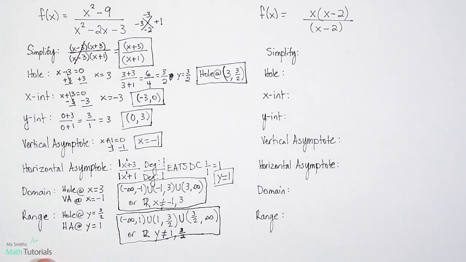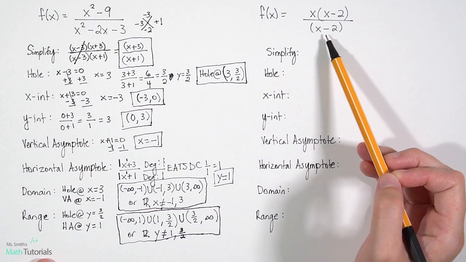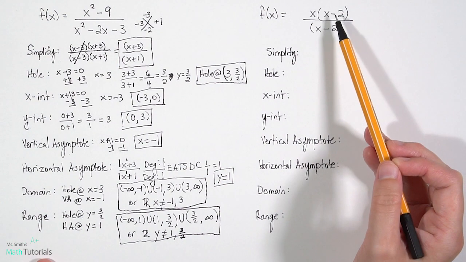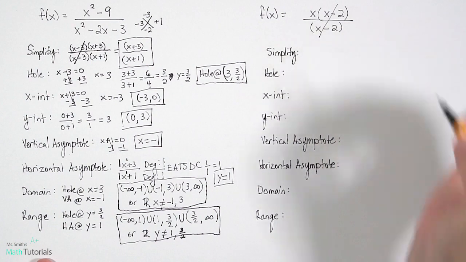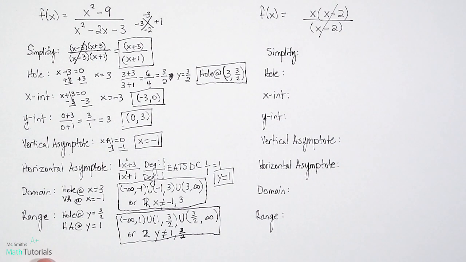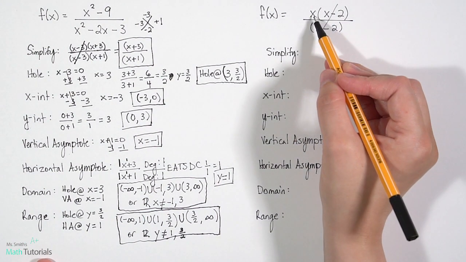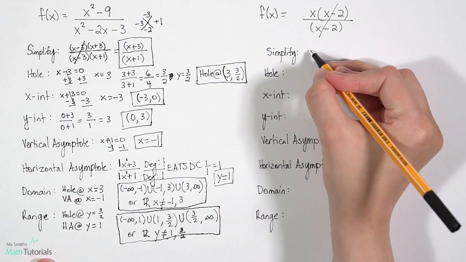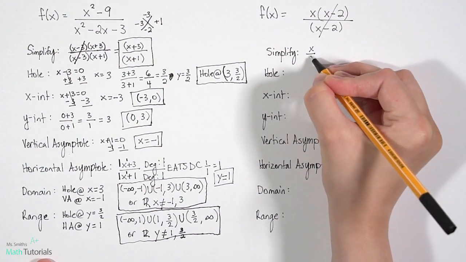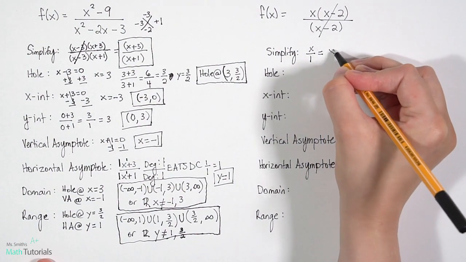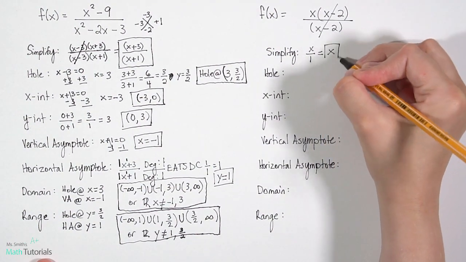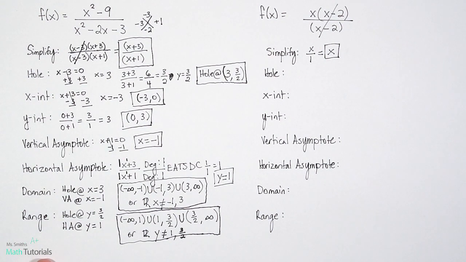But then we want to ask ourselves, can we simplify it anymore? Are there any common factors in the numerator and denominator that we could cancel? So hopefully you're seeing this x minus 2, we can go ahead and cancel that. So we would just be left with an x over 1, right? And x over 1 is just another way of saying x. So our simplified version is just x.